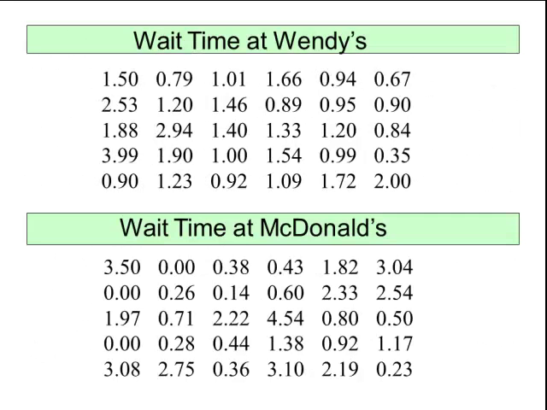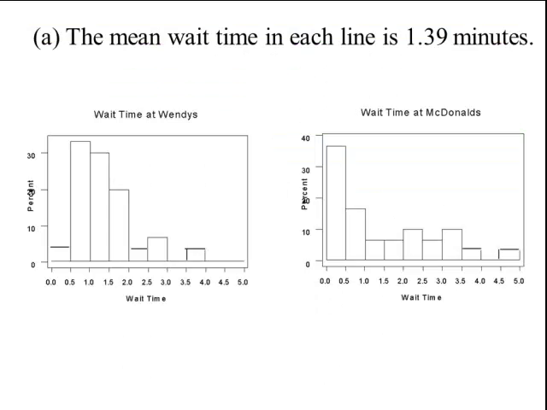Here's our raw data. We have the wait time at Wendy's and the wait time at McDonald's. If we were to compute the mean time, we can compare. So the mean wait time for both turned out to be 1.39 minutes. Just based upon the center, these two are identical.